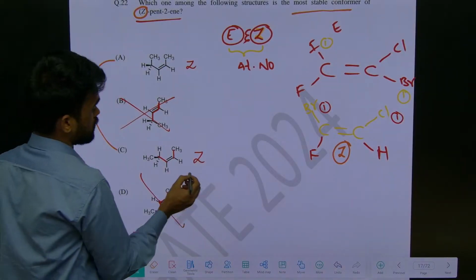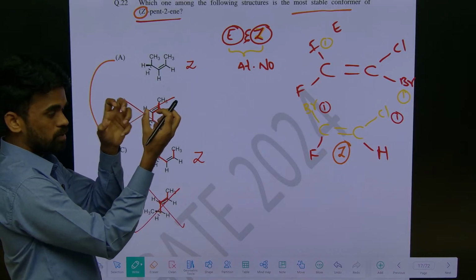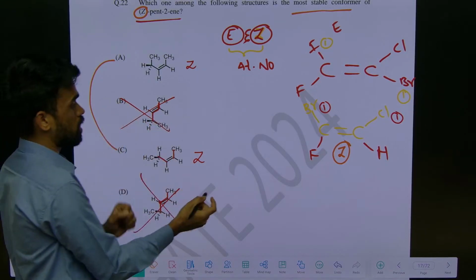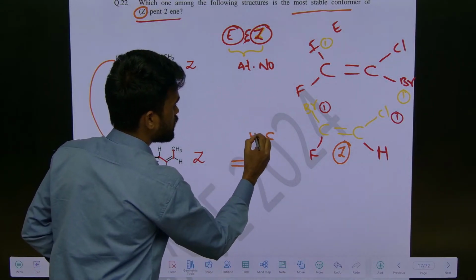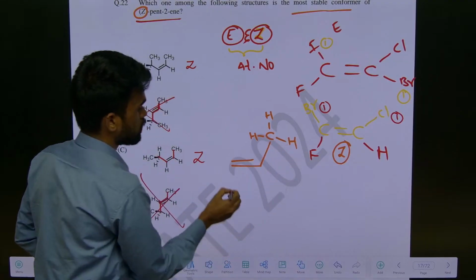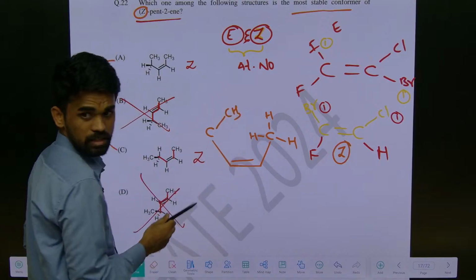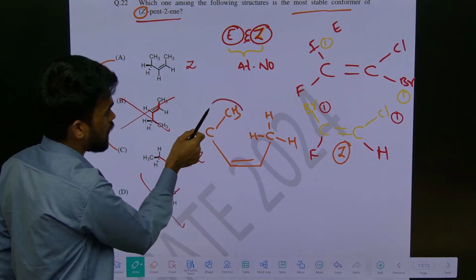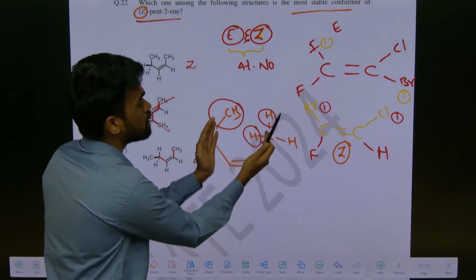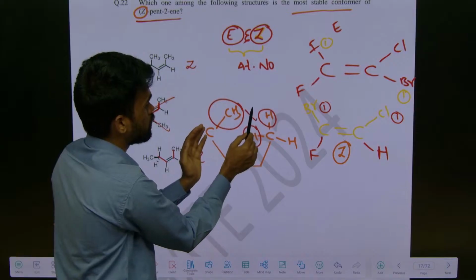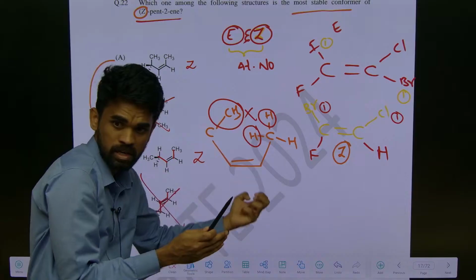Whenever there are non-polar alkyl groups, they are considered bulky groups. If this is a double bond, a methyl group is there, and here also some alkyl group is there, containing alkyl chains like this. What happens is, if the hydrogens of this alkyl group and the hydrogens of that alkyl group are aligned in the same direction, there will be some interactions. Due to that repulsive interaction, the system becomes less stable.